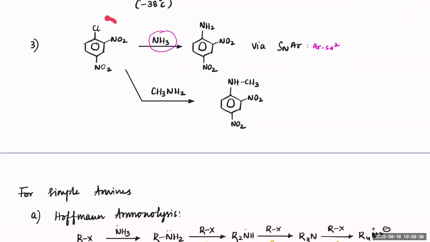We learned that if you have aryl halides with strong withdrawing groups like nitro at the ortho or para position, in that case ammonia can directly attack and Cl can leave. This mechanism is called SNAr, that is nucleophilic substitution on an aromatic ring, or also called the SNAr mechanism. In the same way, the lone pair present on this nitrogen can also attack, remove this chlorine, and you'll get this product.